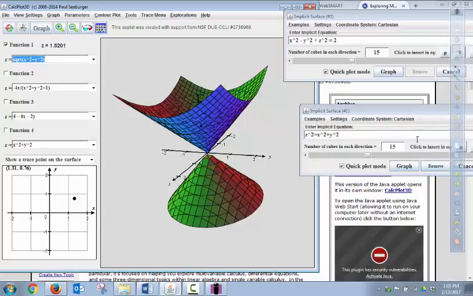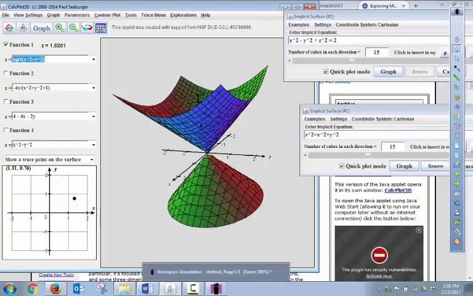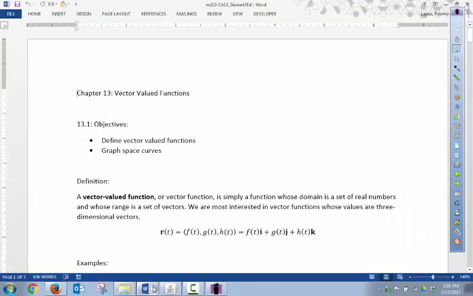All right. So we'll come back to this today, but I just wanted to introduce you to the 3D plotter. Our main focus today is starting on Chapter 13.